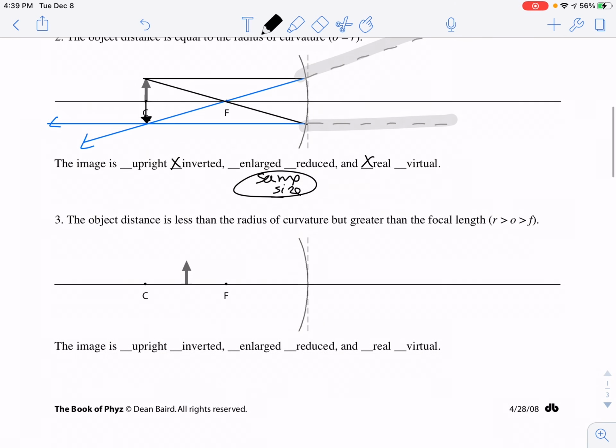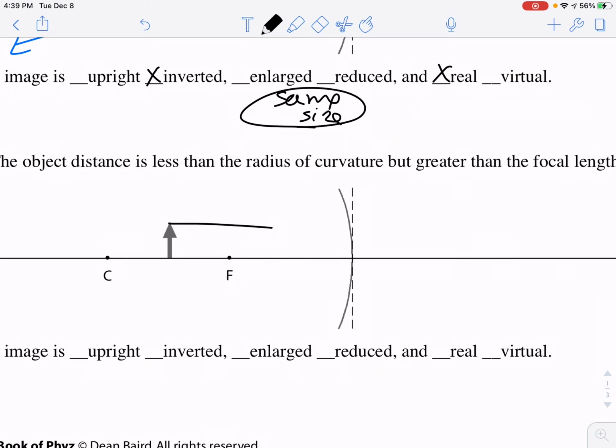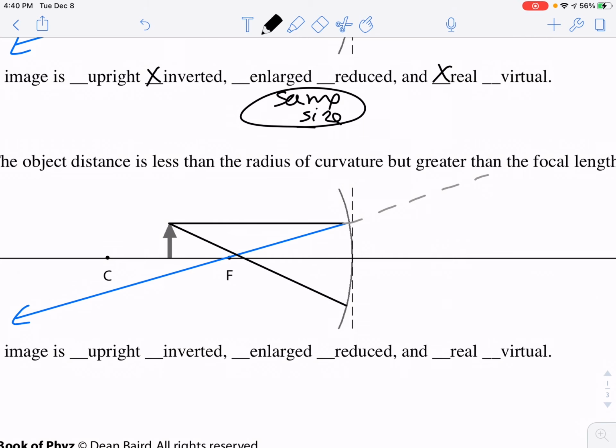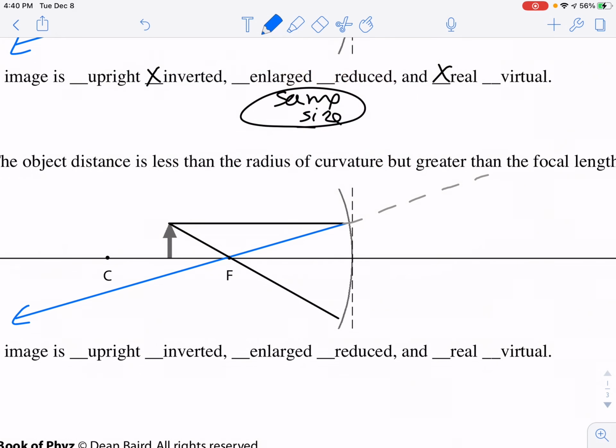Number 3, we're now moving the object closer to the focal point. So we're halfway between the center of curvature and the focal point. First ray, parallel to the principal axis, reflects through the focal point, draw it nice and long, back ray. Second ray, through the focal point, reflects parallel. Draw your back ray.